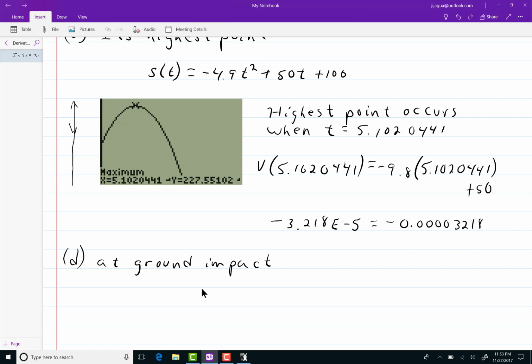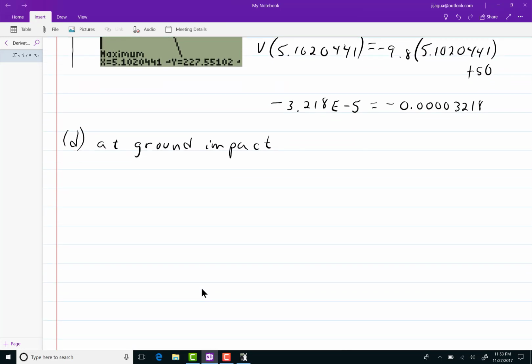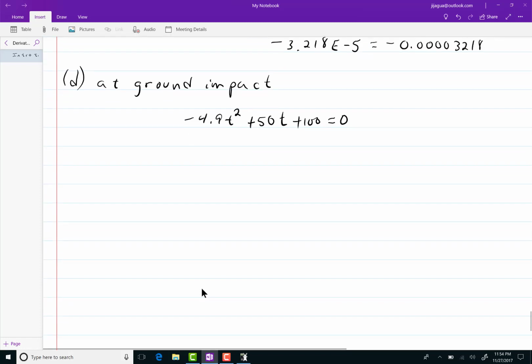Anyways, you can find the right x-intercept will tell you when it impacts the ground. But I think it's not a bad idea to remind you of some algebra, quadratic formula, etc. So I'm going to do negative 4.9 t squared plus 50t plus 100 equals 0. The quadratic formula comes into use here. I would probably, if I could, I would simplify this, but I don't think I can do much with it, so let me just go straight to the formula.